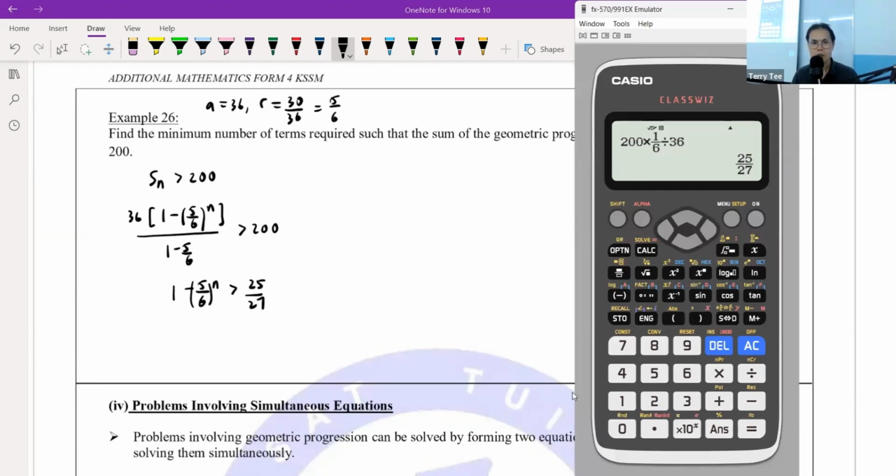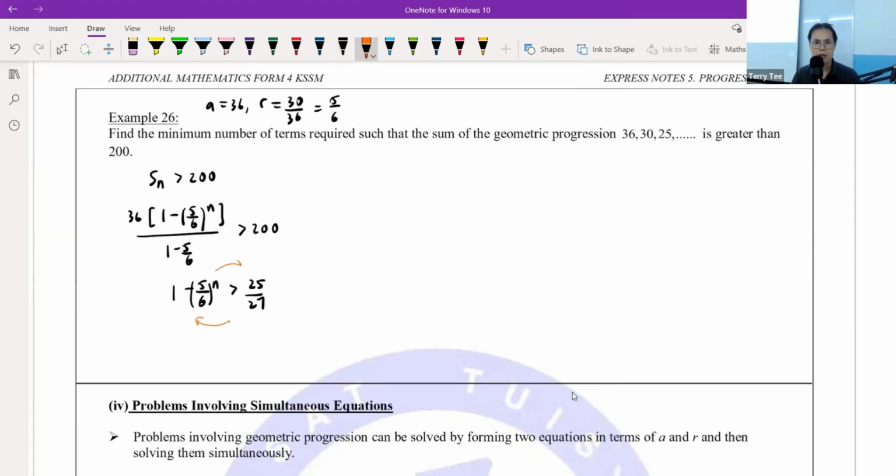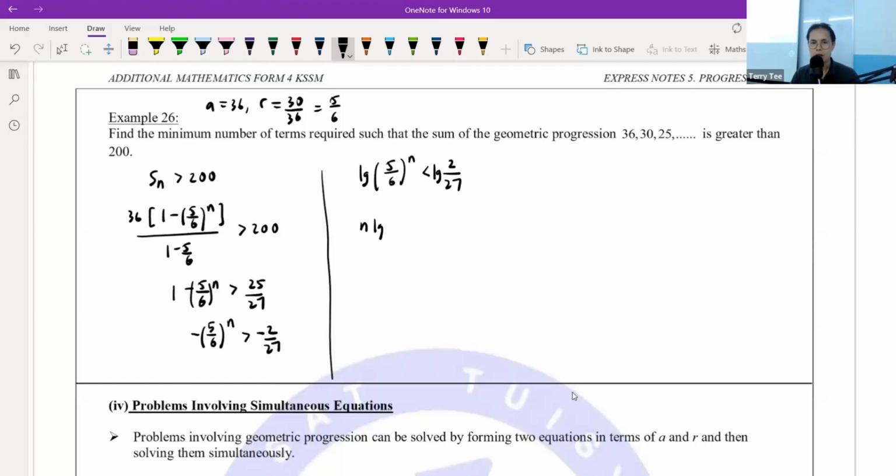Next, we're going to bring this to the right, or to the left, whichever you prefer. Some people prefer to bring the 1 over also. So if you bring the 1 over, this would be 5 over 6 power n more than negative 2 over 27. Remember, whenever you multiply or divide with a negative number, the symbol has to change: less than 2 over 27. Then you introduce log on both sides of the equation, bring the power down, and whenever you divide, you change the symbol.